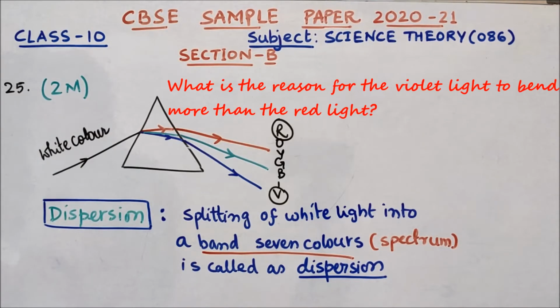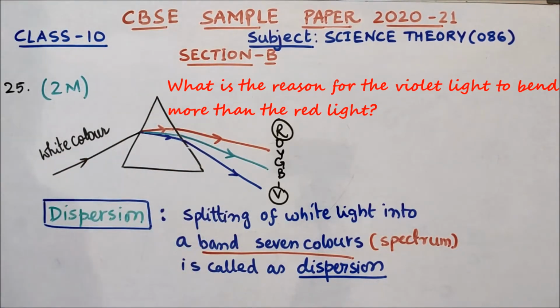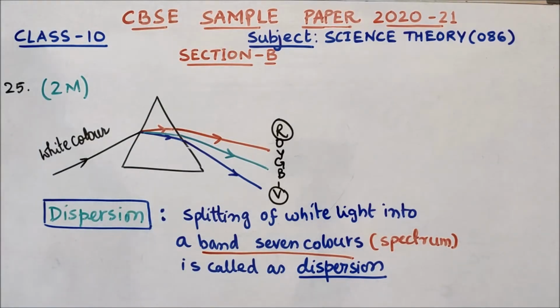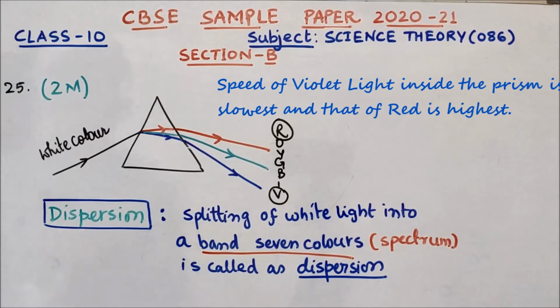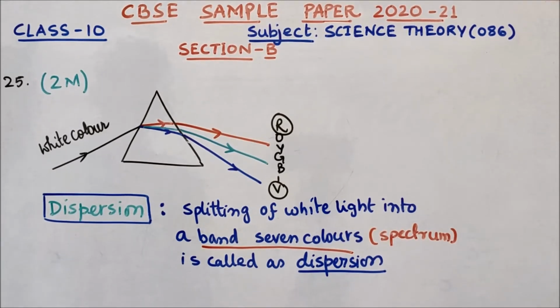Now the second part of the question: what is the reason for violet light bending more than the red light? If you see the figure, the violet light bends more compared to red light. So what is the reason? If you see the marking scheme of the paper which the CBSE has released, it says that the speed of light is minimum, hence maximum deviation from its path. That is the answer written in the marking scheme, but I don't think that's the best answer to this question.